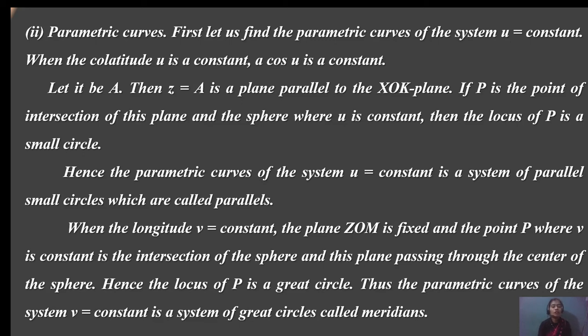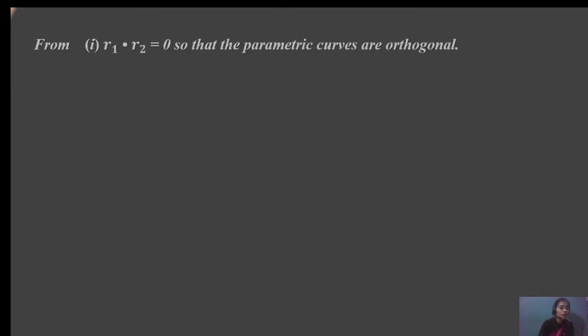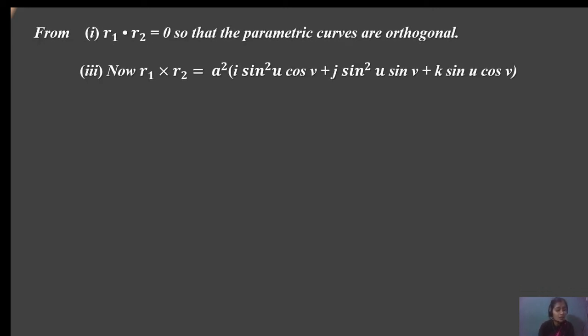When the longitude v is constant, the plane ZOM is fixed. The points P where v is constant lie on the intersection of the sphere and this plane passing through the center of the sphere. Hence the locus of the point P is a great circle. Thus the parametric curves of the system v equals constant are great circles, called meridians. From r1 and r2, r1 dot r2 equals 0, so the parametric curves are orthogonal.